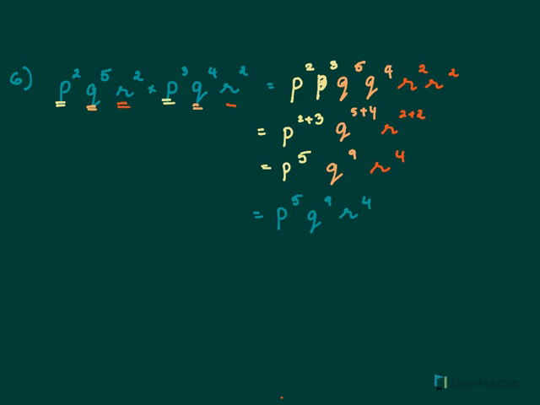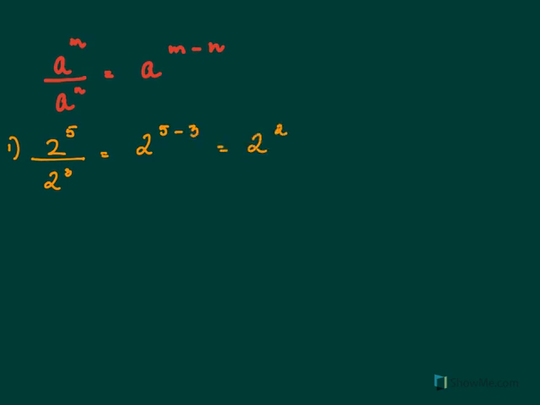Now we'll get on to the next law. The next law says a raised to m over a raised to n equal to a raised to m minus n. So if we have 2 raised to 5 over 2 raised to 3, the bases are the same, the powers are 5 and 3, and this is division here. So it will be 2 raised to 5 minus 3, which is 2 raised to 2.